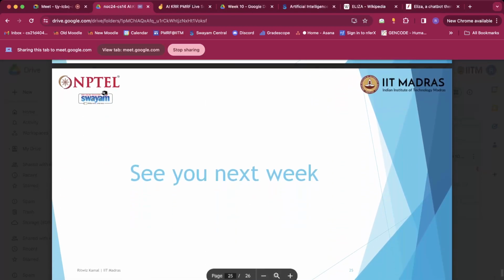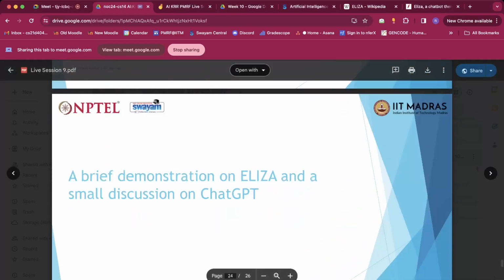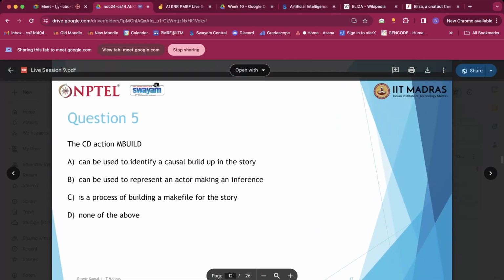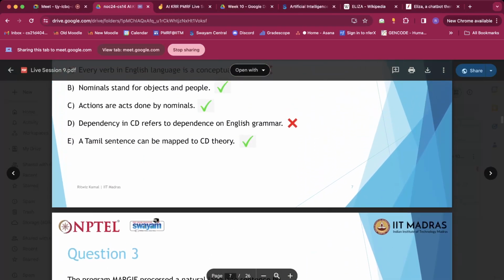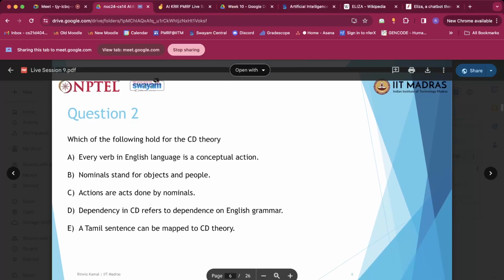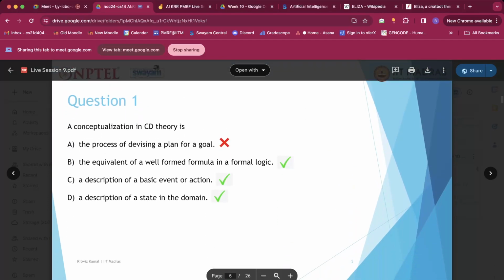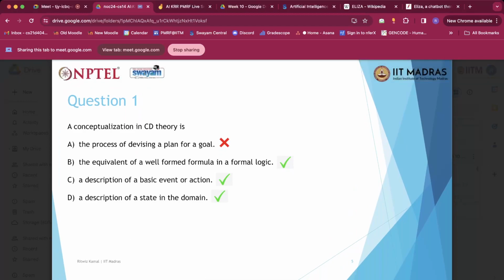So yeah, this is what I had for this week today, and I'll just give you a brief overview of the kind of questions we discussed today. So we started with things like what is a conceptualization in CD theory? Okay, so it is the equivalent of a well-formed formula. It describes an event or an action, or it can describe a state in the domain.